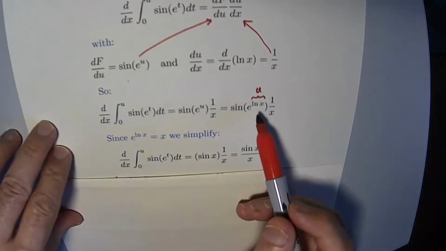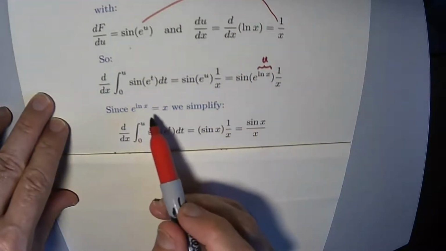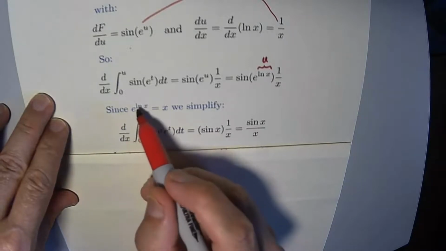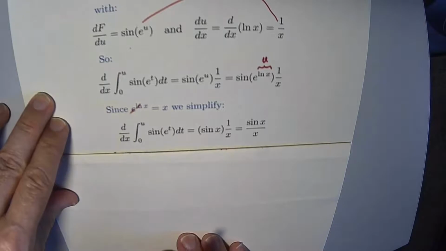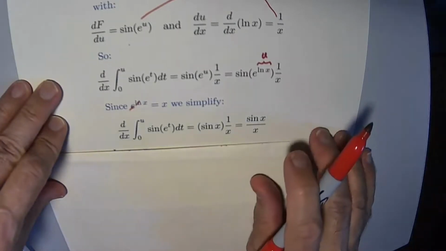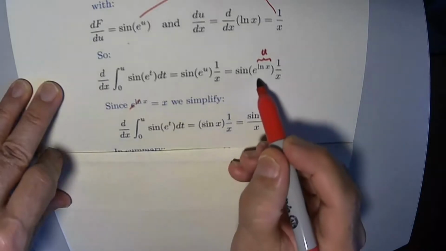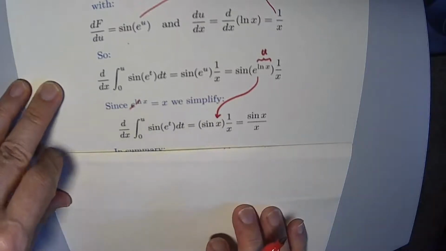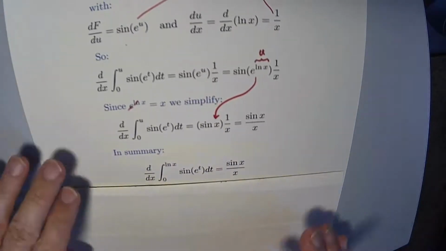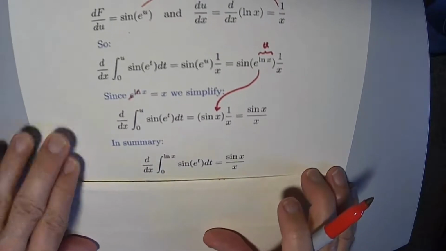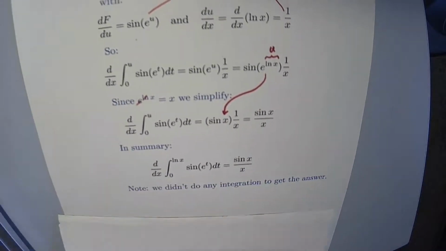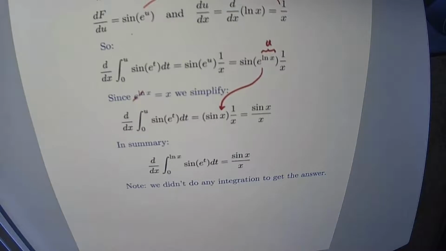We can get a little bit of a simplification. E to the natural log of x is x because of the inverse function relations. We can sort of cancel them out, and we come up with the simpler answer, sine of x times 1 over x, or sine x divided by x, and put it all together, we get the final answer, sine of x divided by x. And let's keep in mind that we didn't need to do any integration to get this answer.